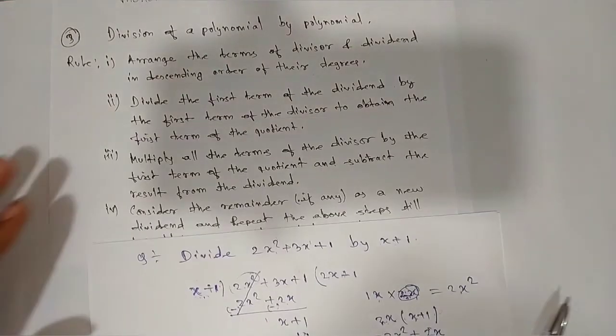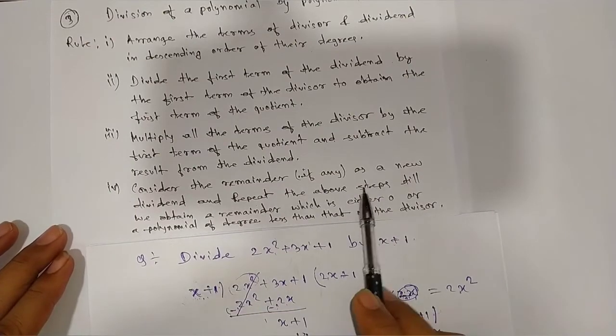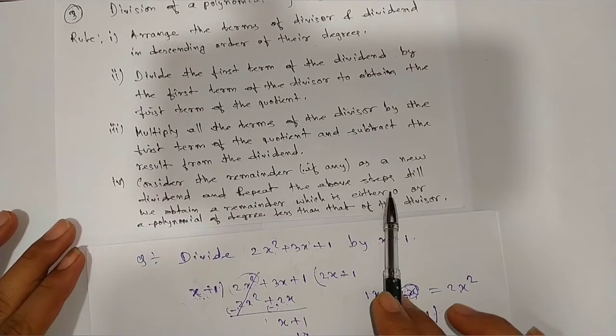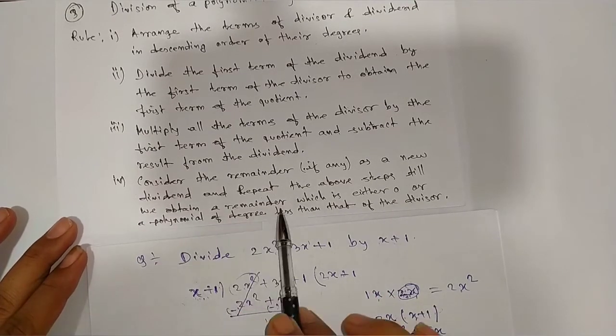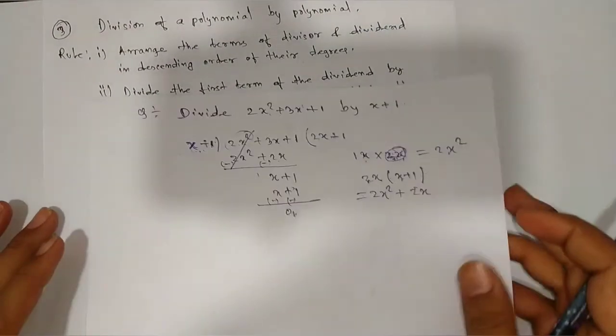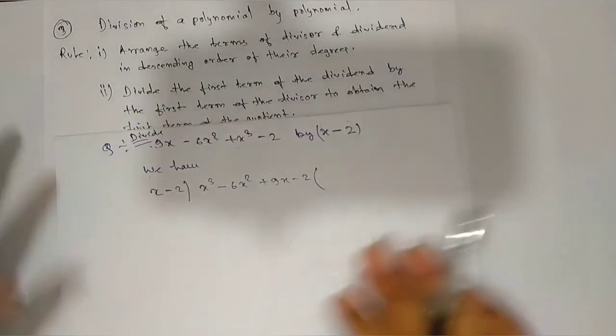So the fourth step is to consider the remainder, if any, as a new dividend, and repeat the above step till we obtain a remainder which is either 0 or a polynomial of degree less than that of the divisor. It should be less than the divisor. Degree of the polynomial should be less than. Okay, now you proceed for this one.